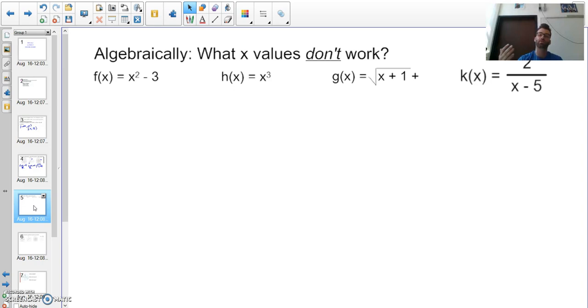When thinking about it algebraically, I want to think about what x values do not work in my function. Okay, what x values do not work? Domain will include all the x values that do work in the function. Anytime I input a number, I can get an output for that number.